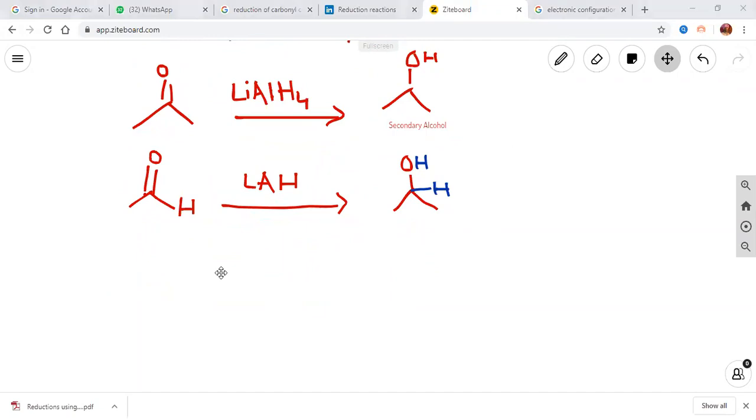See, this is a ketone. Ketone in the presence of lithium aluminum hydride gets reduced to a secondary alcohol. And aldehydes get reduced to primary alcohol. I'll write here, primary alcohol.